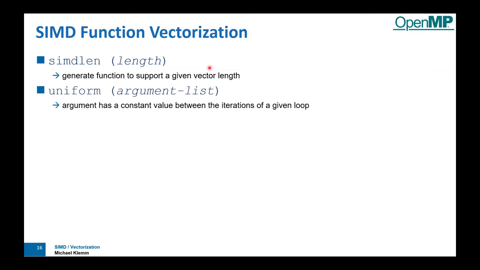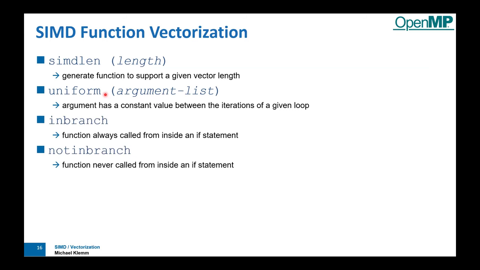combination of those. We can have a uniform clause to basically describe to the compiler that a certain argument should not be promoted to a vector register. It will still internally be used as the vector register, but in the function calling you will give a single scalar variable as an input, and then the function will broadcast that into a vector register so that, similar to firstprivate, the scalar is used as many times as you need for your SIMD instructions. In branch and not in branch, I'm going to explain separately.